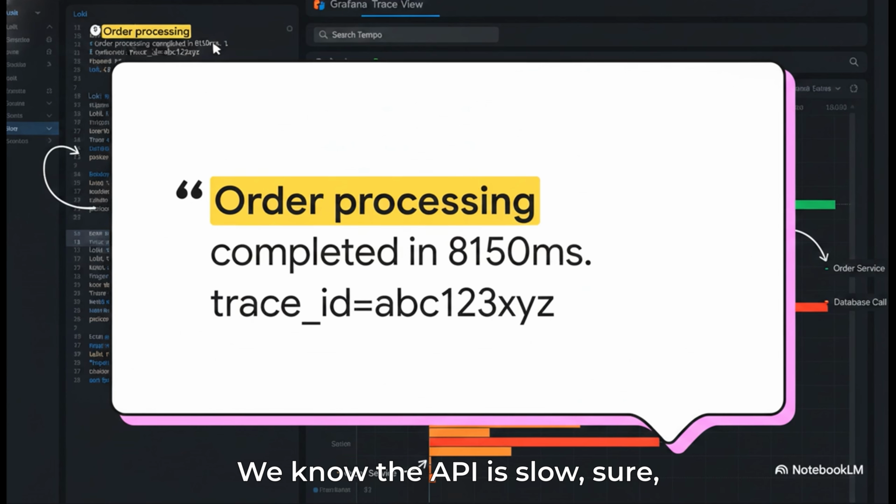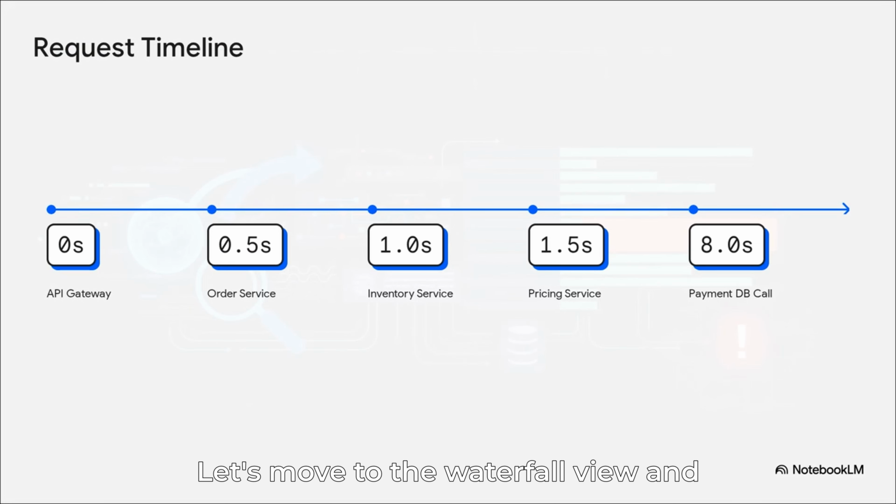We know the API is slow, sure, but the log itself doesn't tell us why. But thanks to that seamless Loki Tempo connection we just talked about, we just click that trace ID link to jump right into the Tempo trace view. Let's move to the waterfall view and see how this builds. We can literally track the request right down the microservice chain.